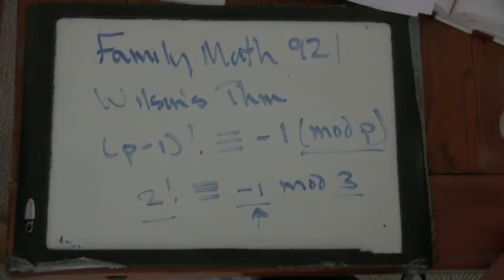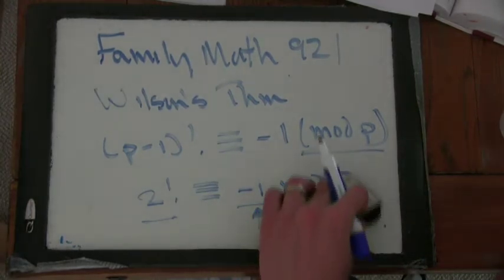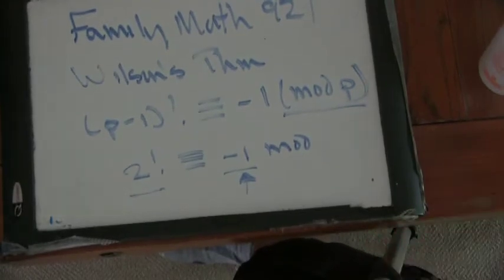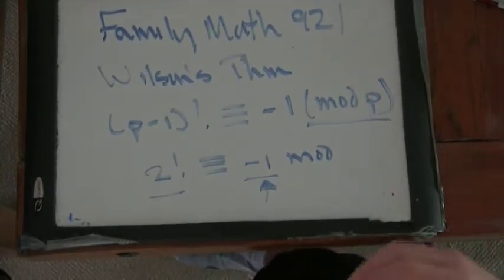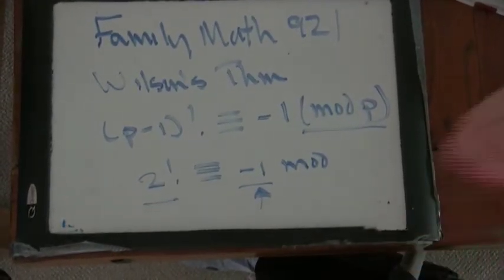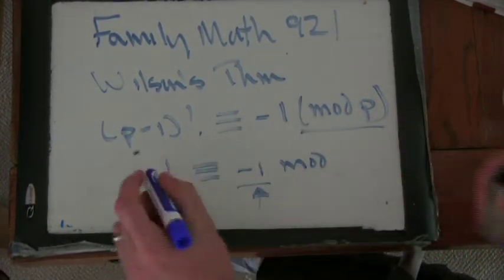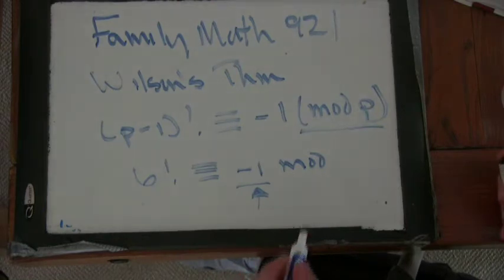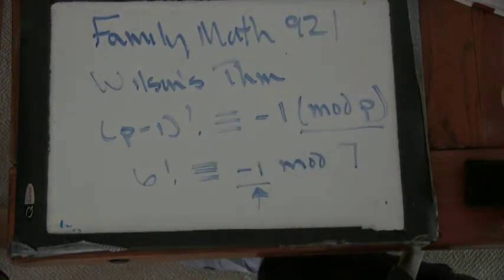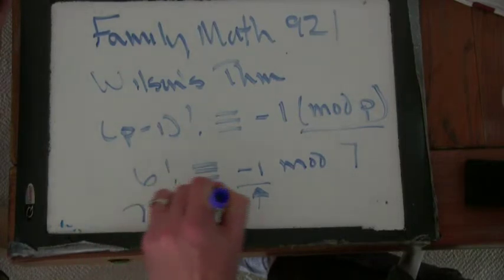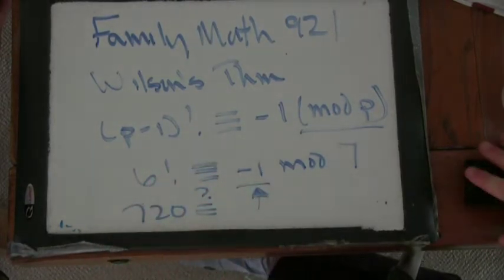7, how about? Alright, so what does the statement say for 7? It says 7 minus 1 factorial, which is 6 factorial, is congruent to minus 1 mod 7. Okay. So 6 factorial is 720. Is this congruent to minus 1 mod 7?